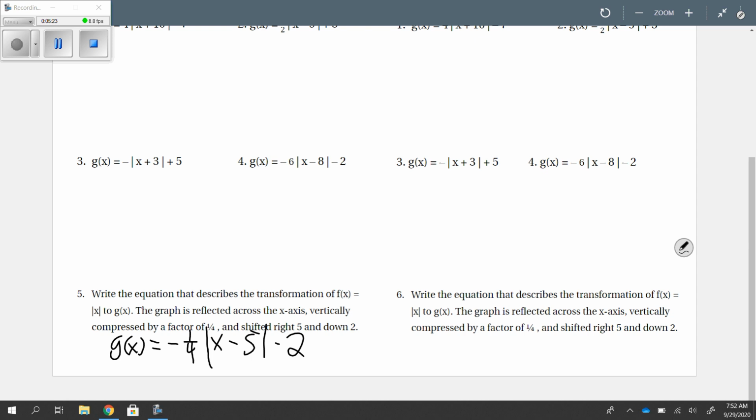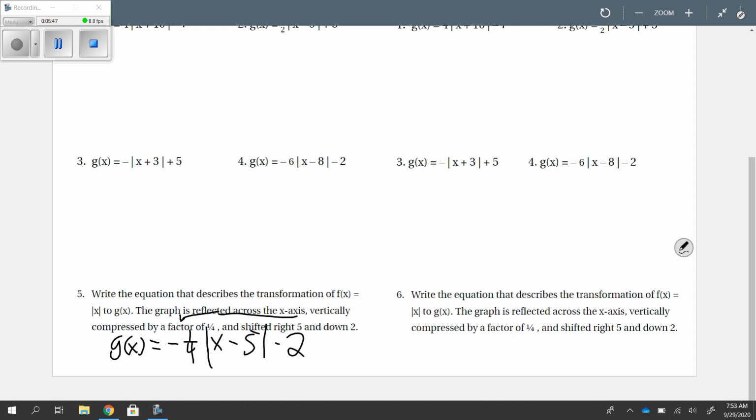And that's it. It might have seemed scary, seemed hard, but it's reflected across the x. So we know the negative is on the outside. Boom. It's vertically compressed by a factor of 1/4. The 1/4 is there. Then inside the absolute value, we know that's left to right shift, x minus 5, because then it'll shift to the right 5. And then on the outside, down 2.